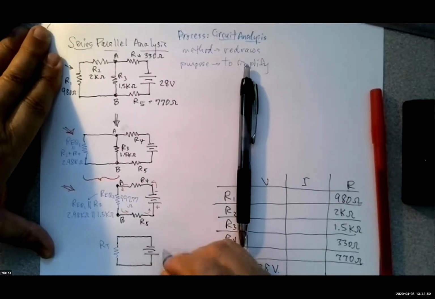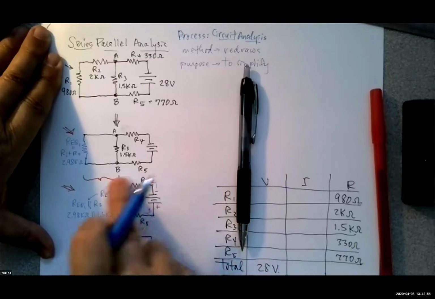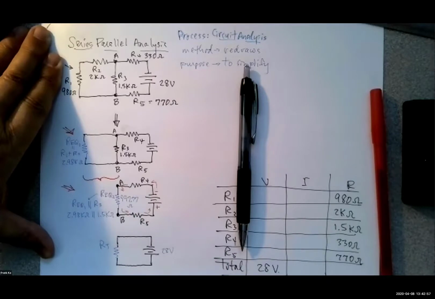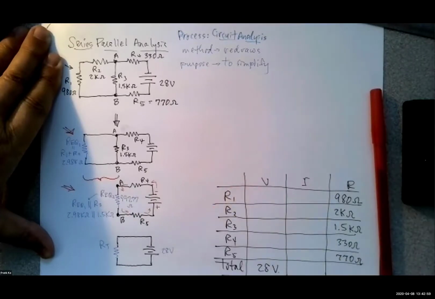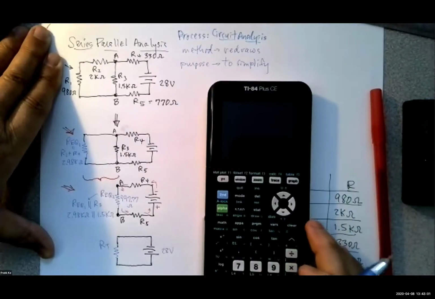So on the final schematic, there is no more A and B. All we have left is our 28 volt source, and all we have left is the sum of these in series. So why don't we go ahead and add these in series.